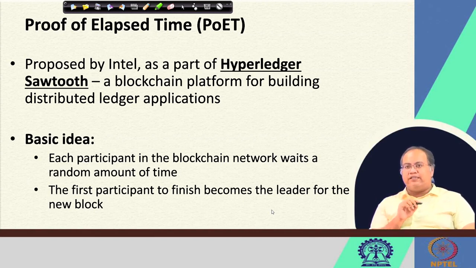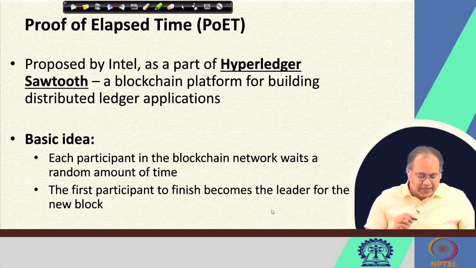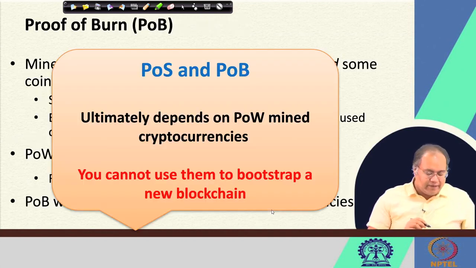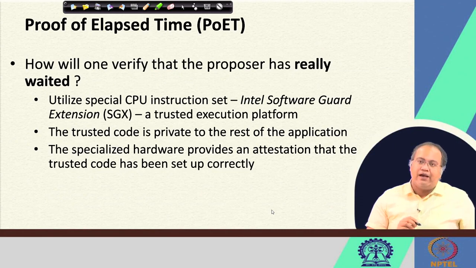The only problem here is that whenever I ask everyone to choose a random number and wait for that amount of time, what is the guarantee that the person has chosen a random number between 0 and 100 and waited for that amount of time? So, I need to find some guarantee of this. For that purpose, Intel uses a hardware logic to verify that the proposer has really waited for that much time.